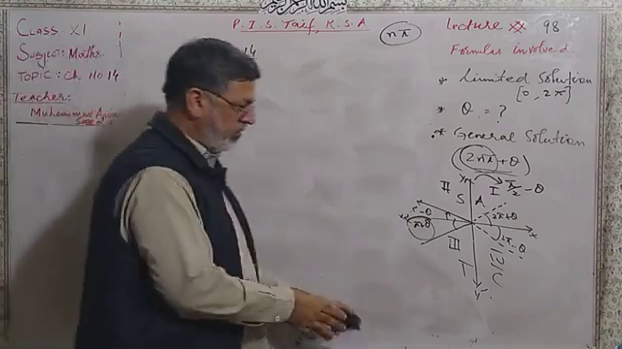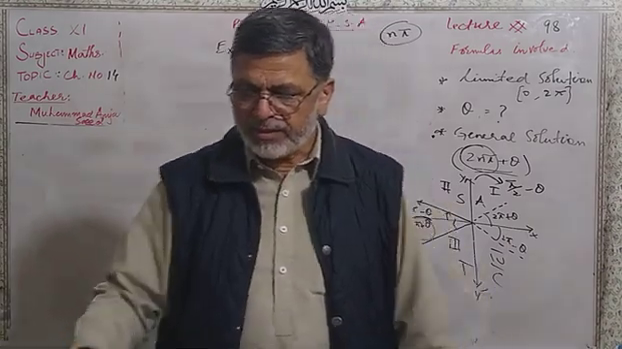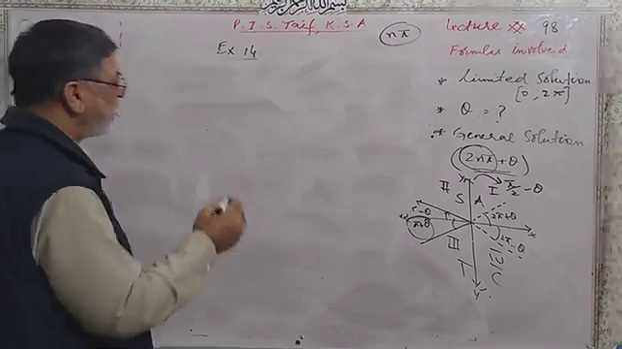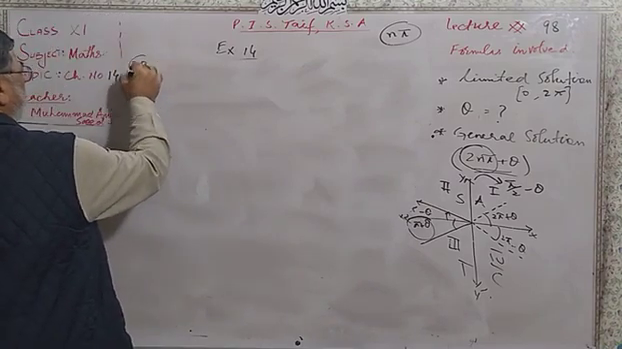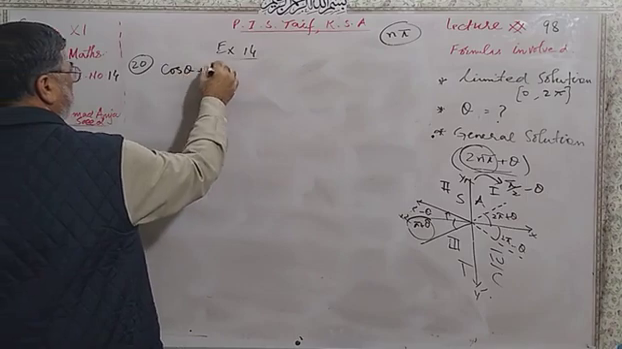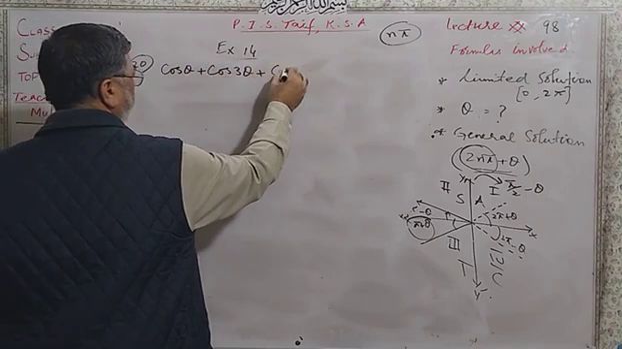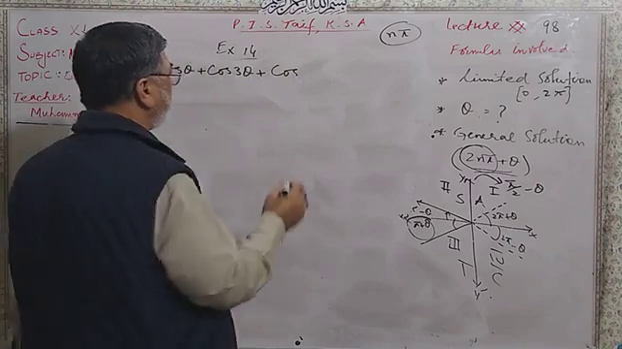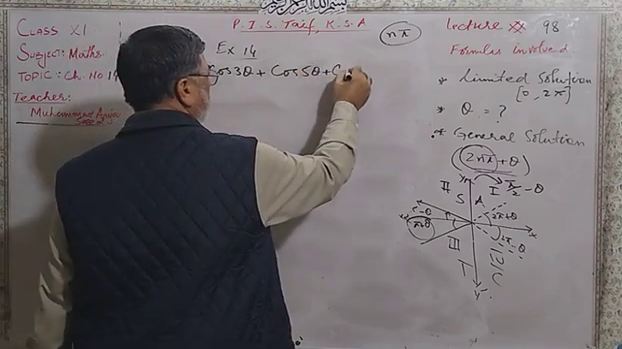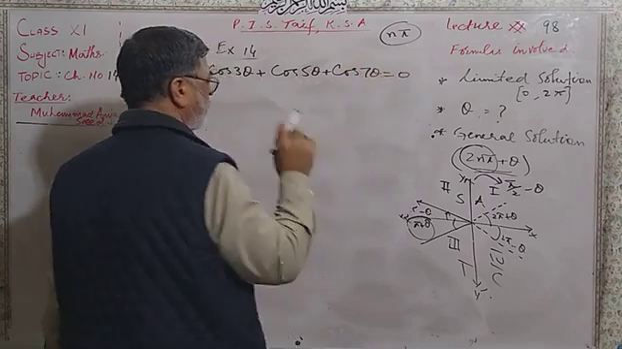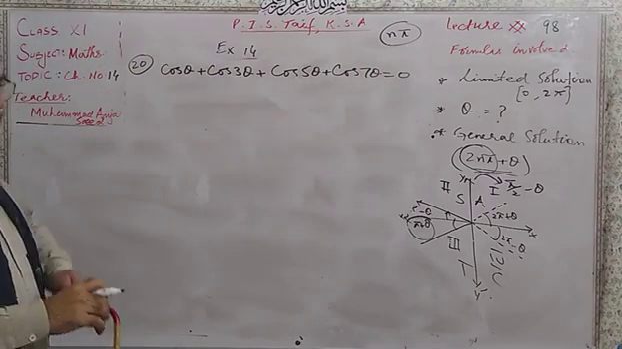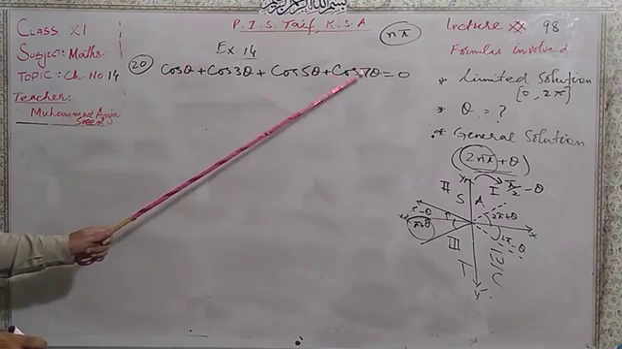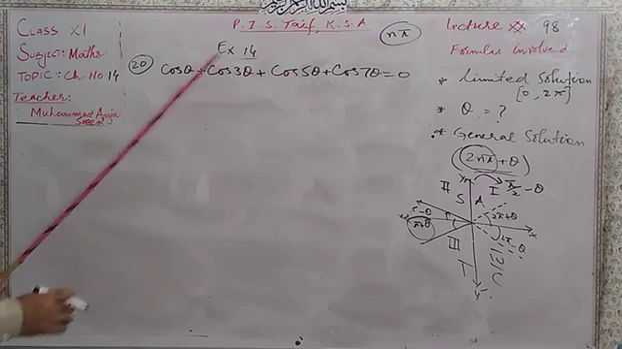Here we have question number 20. Question number 20 is cos theta plus cos 3 theta plus cos 7 theta plus cos 5 theta plus cos 7 theta is equal to 0. Dear students, first of all, you can rearrange. 1 plus 7 is 8, 3 plus 5 is 8.